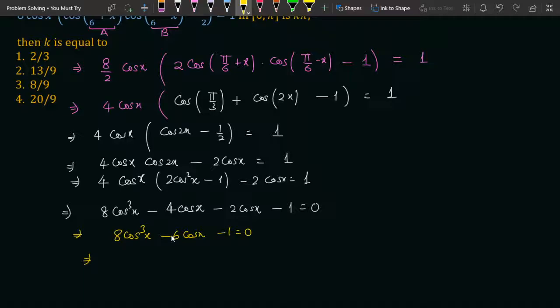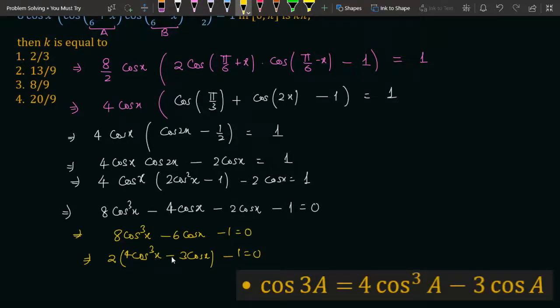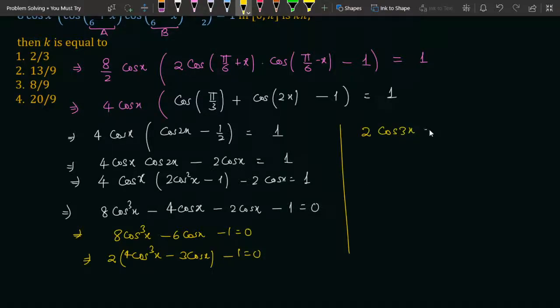because if we can factor out 2 from these two terms, we will get something. It's 2 times 4 cosine cubed x minus 3 cosine x, and if you can identify, this is the identity for cosine 3x. So we can simplify it further, that will become 2 cosine 3x minus 1 is equal to 0. It simply means that we can write cosine 3x is equal to 1/2.